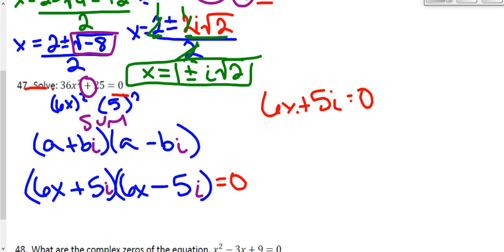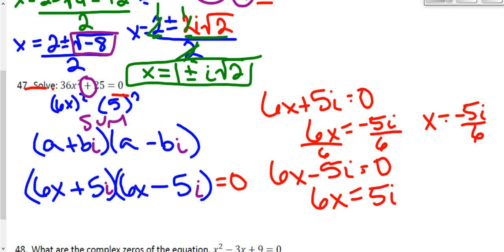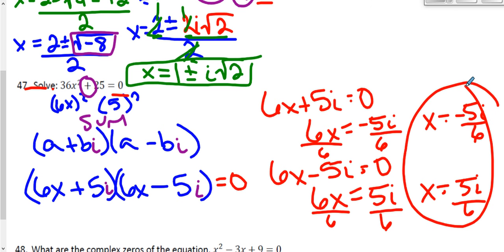I can subtract 5i from both sides, -5i, and divide both sides by 6. So x is -5i over 6. And I can do the same thing with my other factor, 6x minus 5i equals 0. I start by adding 5i to both sides, so positive 5i divided by 6, and I get x equals positive 5i over 6. So these would be the two answers to my quadratic, both imaginary.